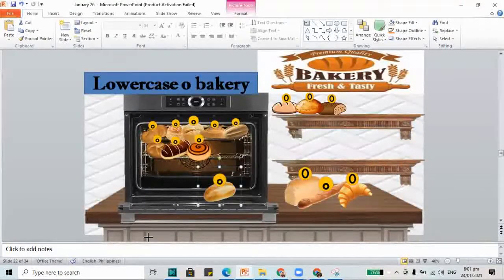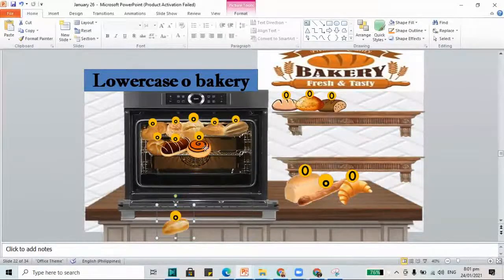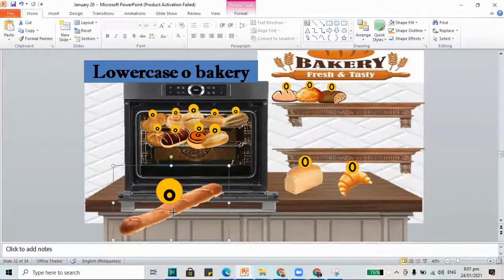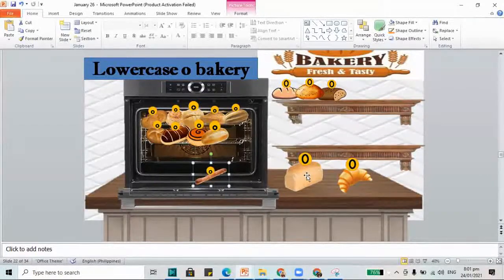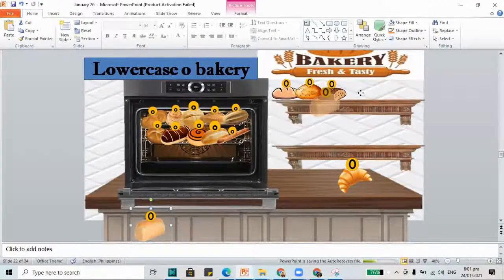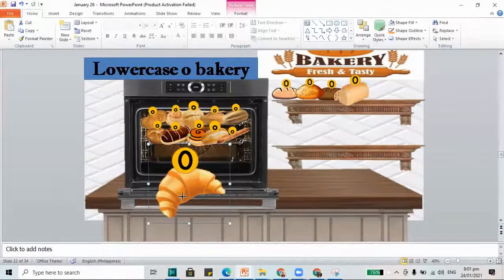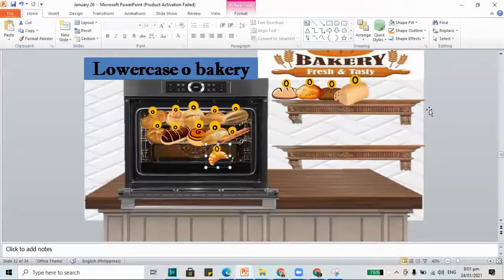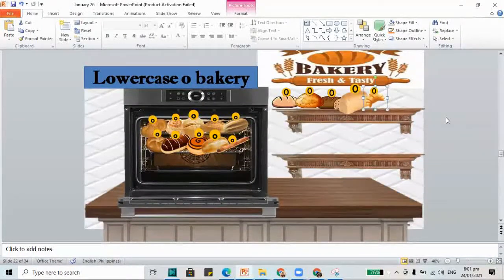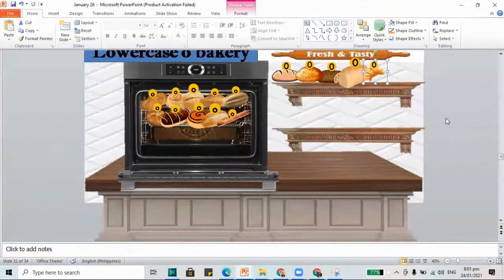Another one. Do we have lowercase o? Yes, this is lowercase o. This piece of bread, is this lowercase? Yes, this is lowercase. Let's put it inside. How about this one? Is this lowercase? No, that's capital. How about this piece of bread? Is this lowercase? No, this is also capital. Let's put it back. So we found all our lowercase o's. Good job. How about for the next set?